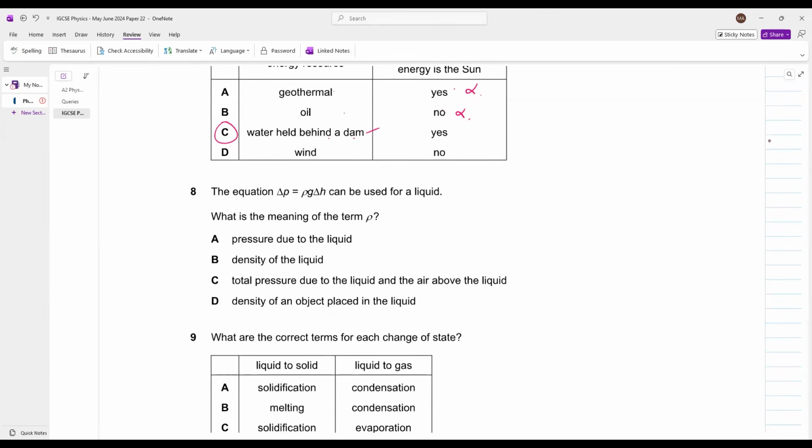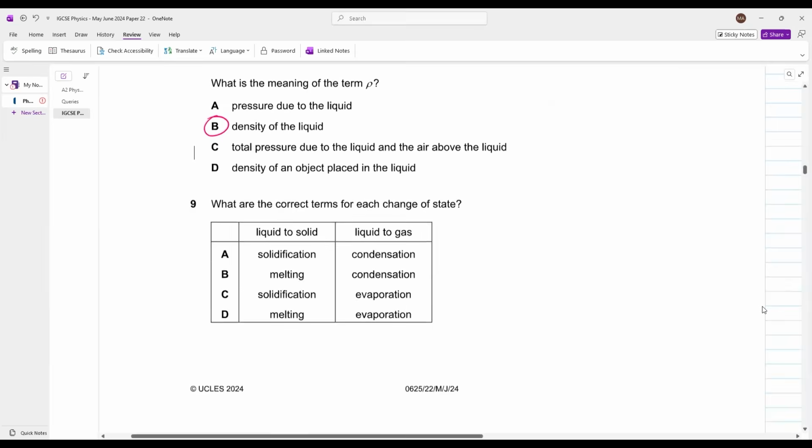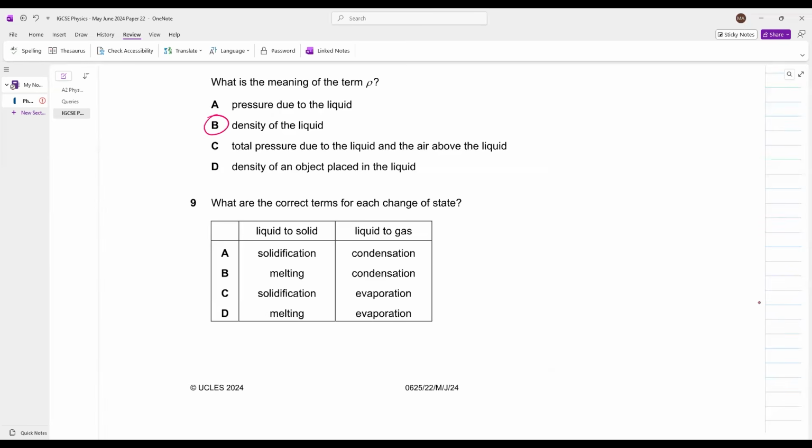The equation change in pressure is equal to rho g change in height can be used for a liquid. What is the meaning of the term rho? Rho is the density of the liquid. B is your answer.